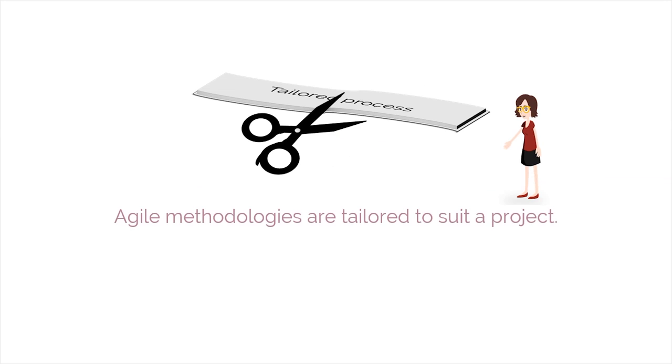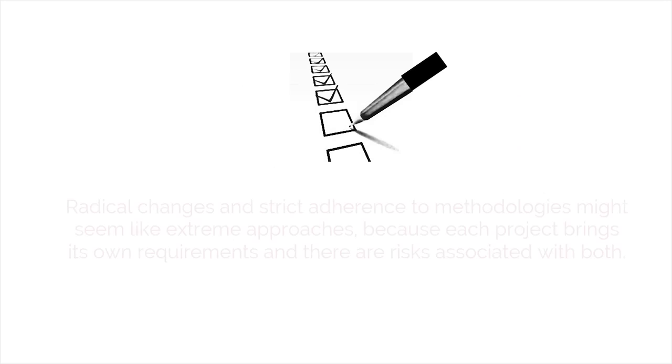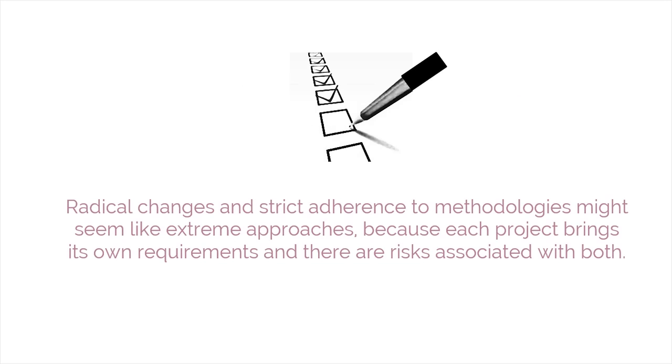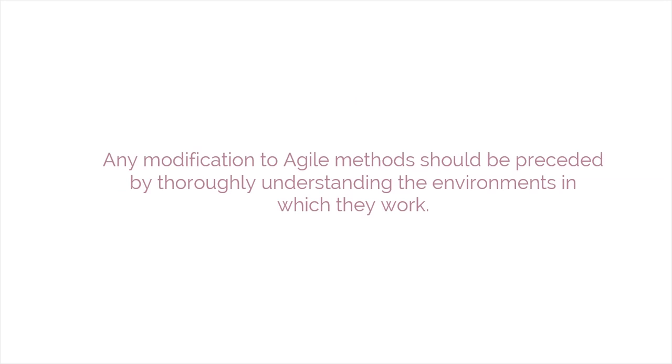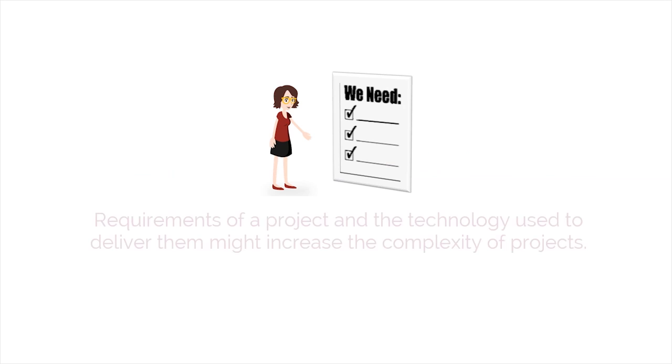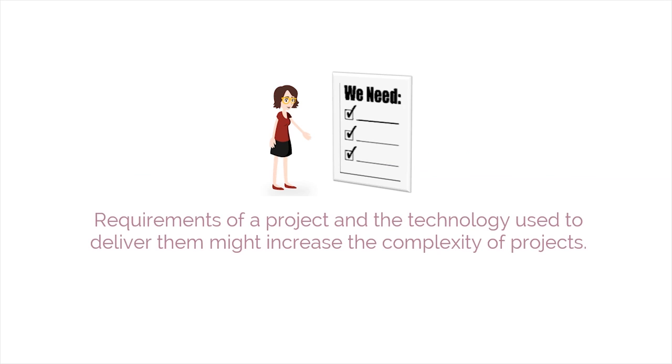Sometimes Agile methodologies are tailored to suit a project. Radical changes and strict adherence to methodologies might seem like extreme approaches because each project brings its own requirements and there are risks associated with both. Different Agile practices are interrelated. It is important to understand this before altering an Agile practice. Further, any modification to Agile methods should be preceded by thoroughly understanding the environments in which they work. Requirements of a project and the technology used to deliver them might increase the complexity of projects.